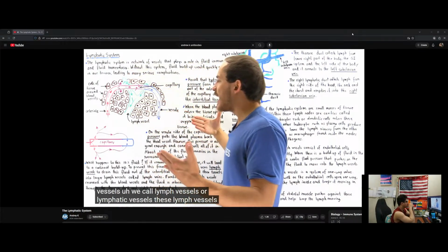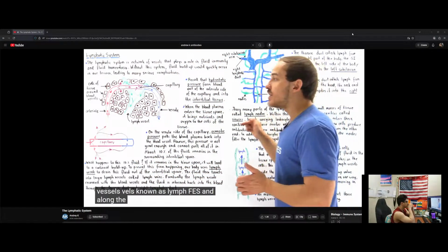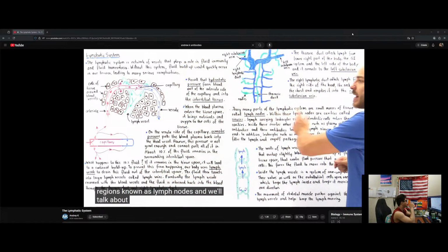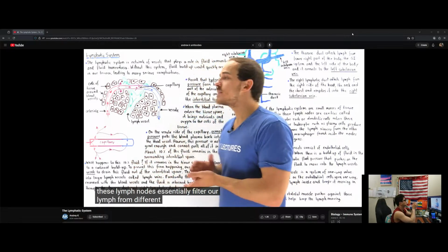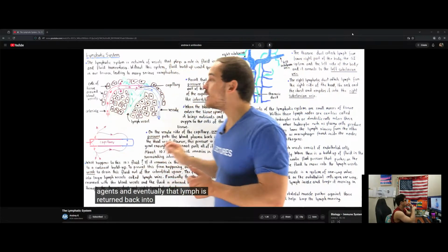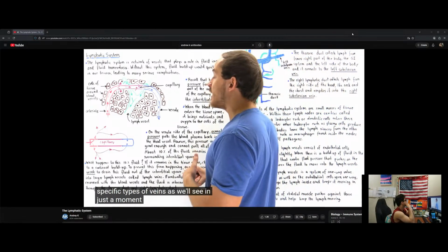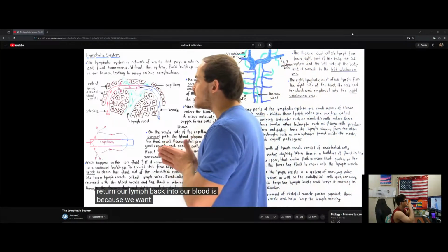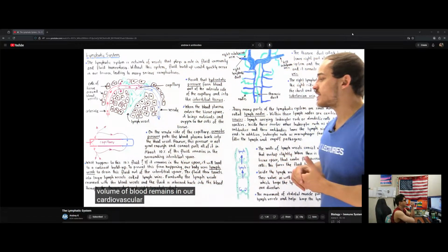These lymph vessels essentially connect with larger lymph vessels known as lymph veins, and along the lymph vessels, we have these regions known as lymph nodes, and we'll talk about them in just a moment. And these lymph nodes essentially filter our lymph from different types of pathogenic agents, and eventually that lymph is returned back into our blood system via specific types of veins, as we'll see in just a moment. And the reason we want to return our lymph back into our blood is because we want to ensure that the same volume of blood remains in our cardiovascular system.